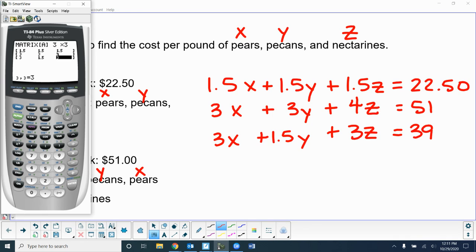Then what do we got to do? Quit, right? Second mode. And we go back in, edit, and then number 2 for B, and that's a 3 by 1, right? And then we put the 22.50, the 51, and the 39. Okay, and then quit again. All right, I told you about second enter, didn't I, yesterday? So a while back I did this same type of problem. So second enter should be A inverse B.